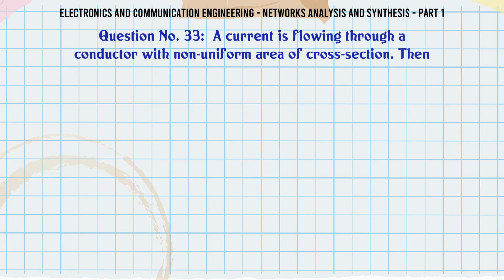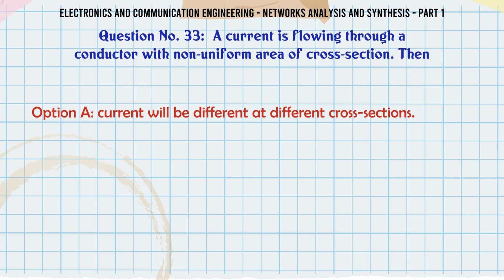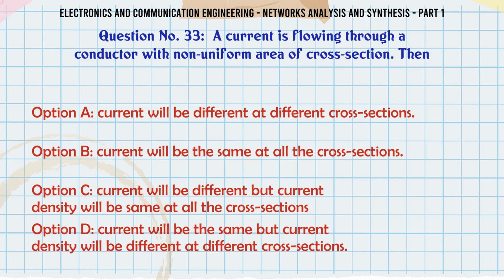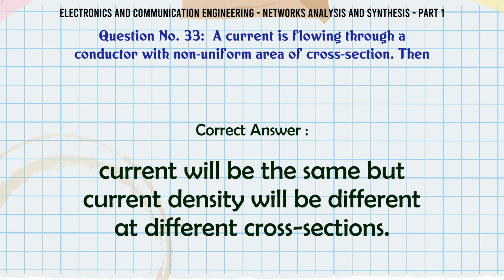A current is flowing through a conductor with non-uniform area of cross-section. Then, A current will be different at different cross-sections. B current will be the same at all the cross-sections. C current will be different but current density will be the same at all the cross-sections. D current will be the same but current density will be different at different cross-sections. The correct answer is D.